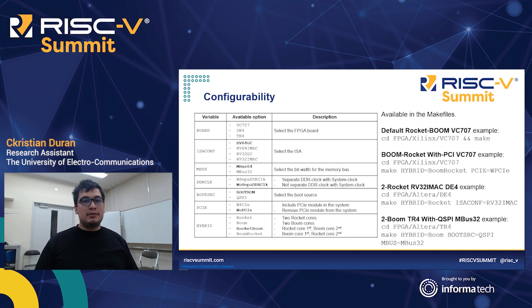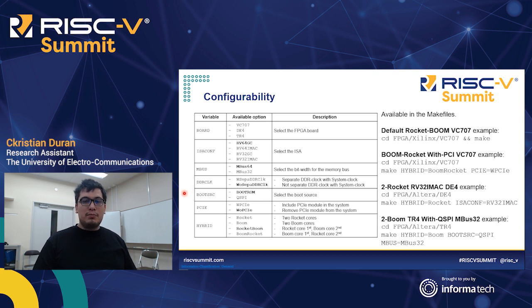From here, we are going to explore the configurability and extensibility of the Makefile that we created in this repository. First of all, you can change the intended FPGA board. We previously supported three: the VC707, the DE4, and the TR4. You can set the extensions supported by the processors involved. So you can put whatever extension you might like, and set the word length to either 32 or 64 bits. You can set up the memory bus separately, and you can also choose a different clock domain for the external memory interface.